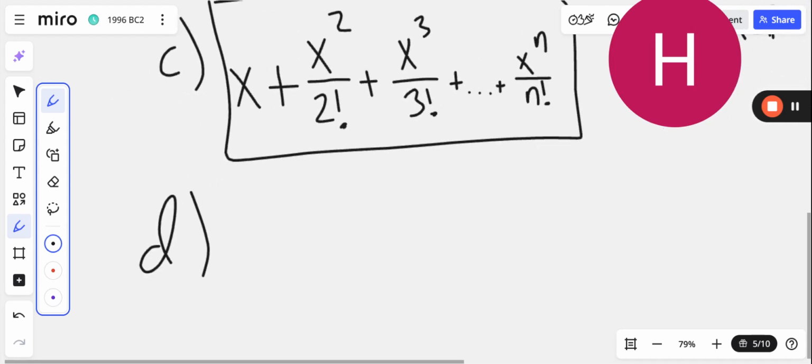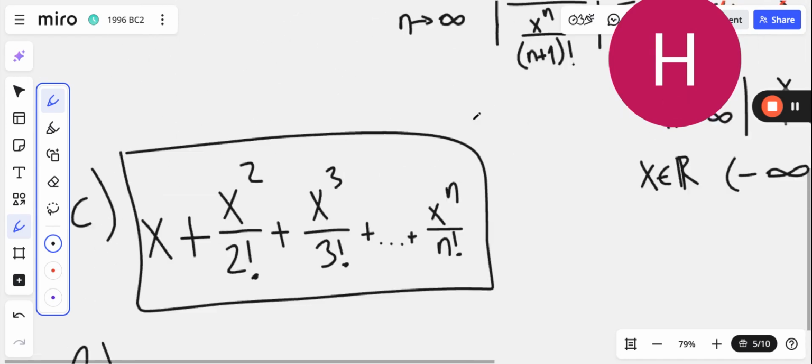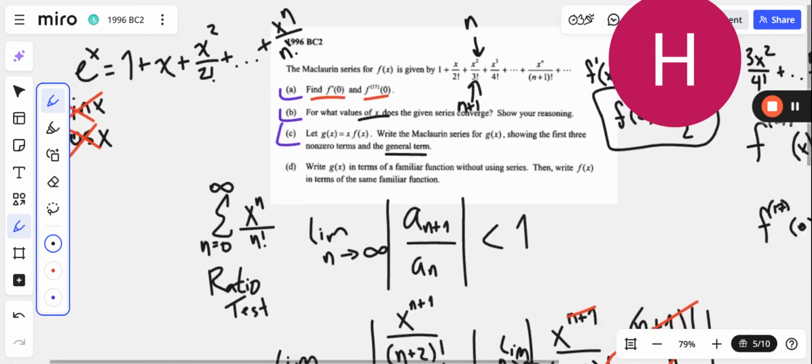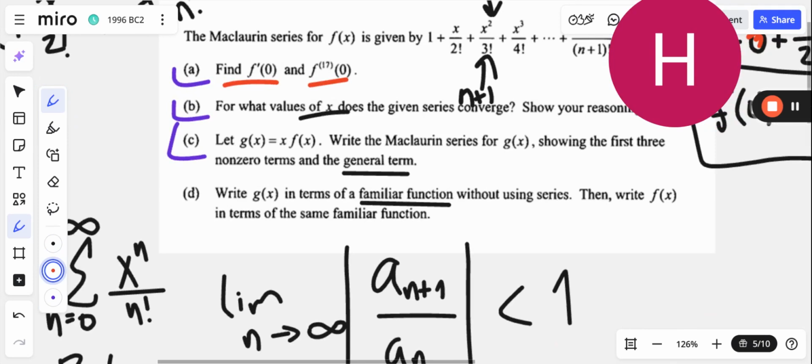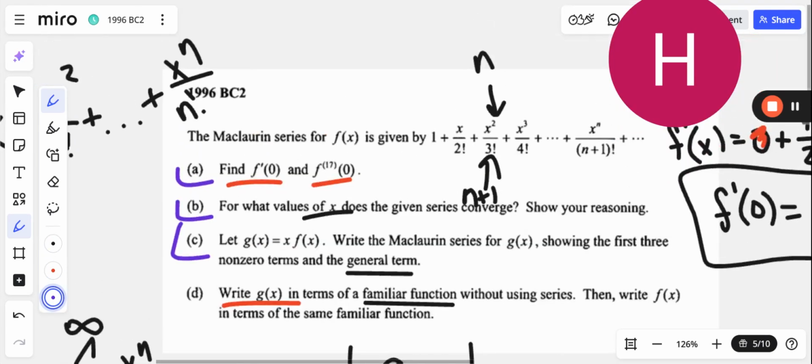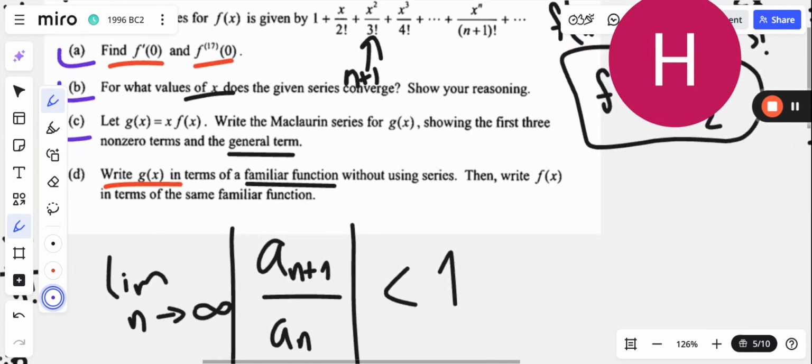But then for part D, we have to use a little bit of creativity almost. Write g of x in terms of a familiar function. I like the way they wrote that. Familiar. They just have these expectations of you, especially back in, what was this, 96? Jeez, I don't even know if some of you guys' parents took that exam. Maybe that's how far back it is. Then write f of x in terms of the same familiar function.